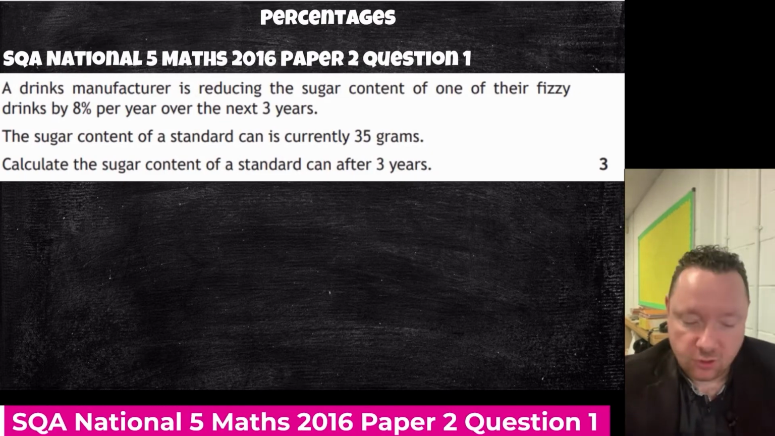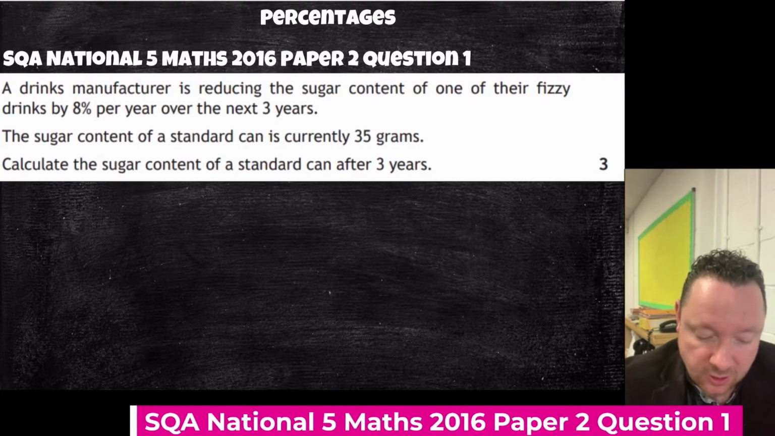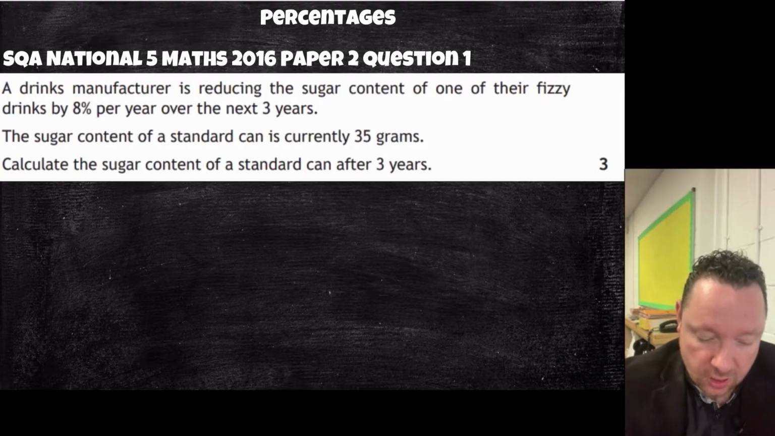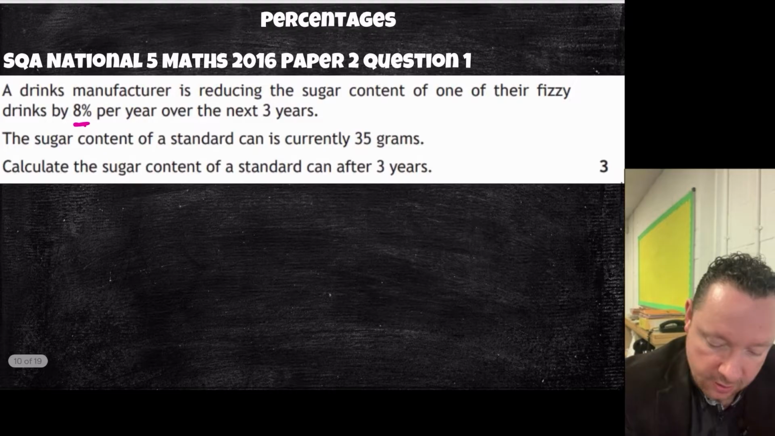XQA National 5 Maths 2016 Paper 2 Question 1. A drinks manufacturer is reducing the sugar content of their fizzy drinks by 8% per year over the next 3 years. The sugar content is 35 grams. What is it worth after 3 years? So there's our key numbers: 8%, 3 years, 35 grams.